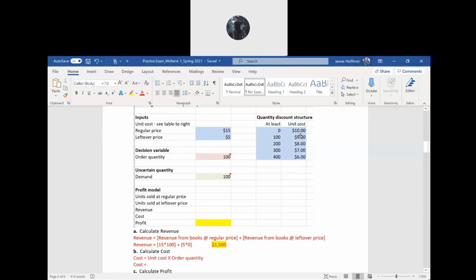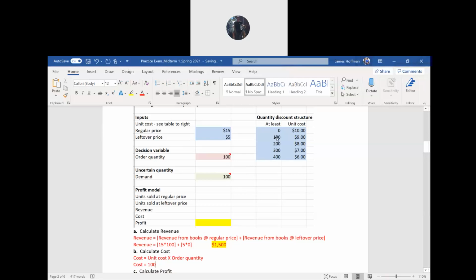$9. Right, $9. So the unit cost tells you, based on how many books you order in this column, what the appropriate unit cost is. So if you order less than 100, it's 10. If you order 100 or more, it's 9, which is exactly what we're ordering here. If you order 200, you get another dollar discount and so on.